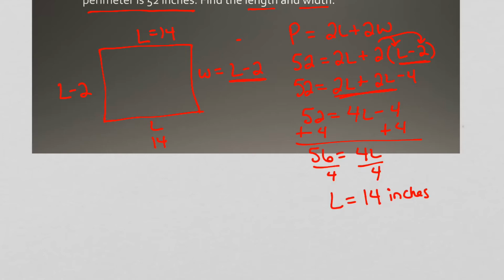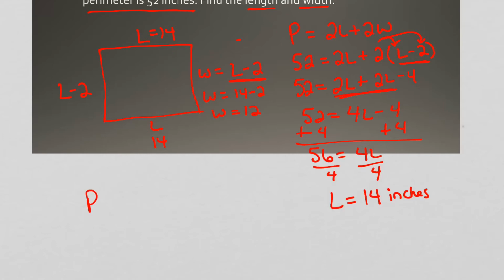Okay, so now it tells me right here that my width is my length minus 2. So if I have my length, which is 14, I know that my width is 12.